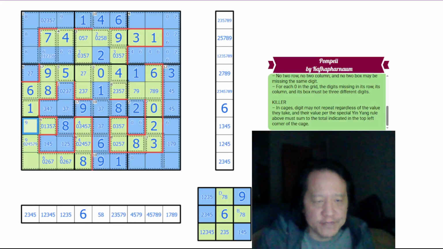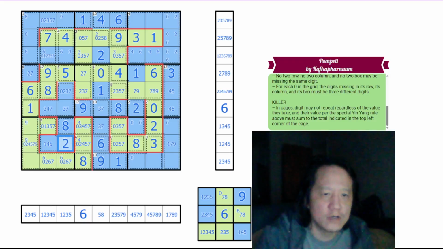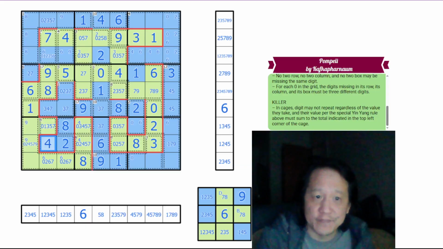We're missing a 5 in this cage. Because it can't be here, it can't be here, so it must be here. Therefore, this can't be 5, therefore that's 2 and 4. I mean, so far it's looking fine.